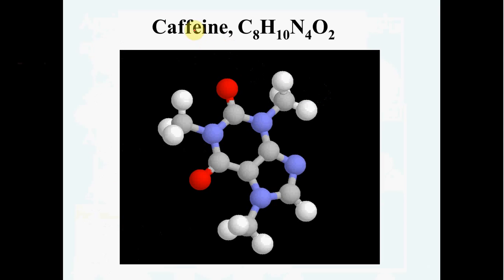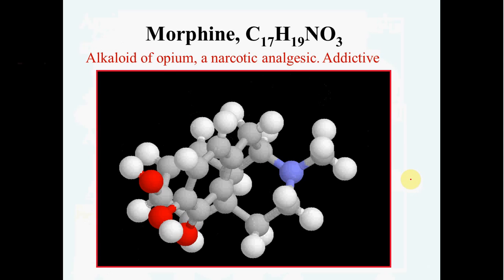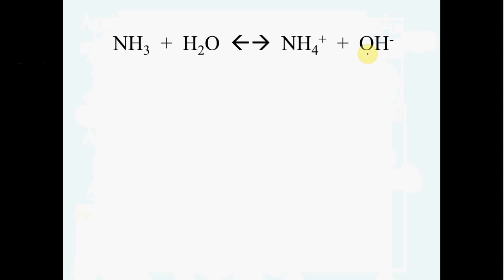Caffeine is a base. Notice it ends in -ine. These are amines. Again, you can see the nitrogens that would lead to that structure. Morphine is an amine. Any compound, typically in organic chemistry, ending in -ine is a base of some sort.